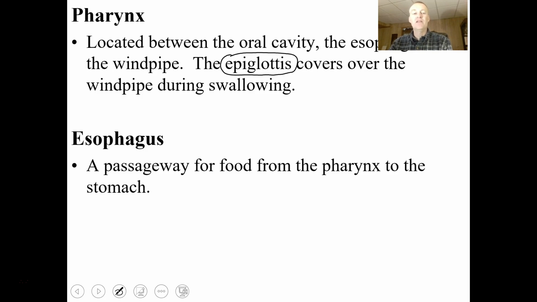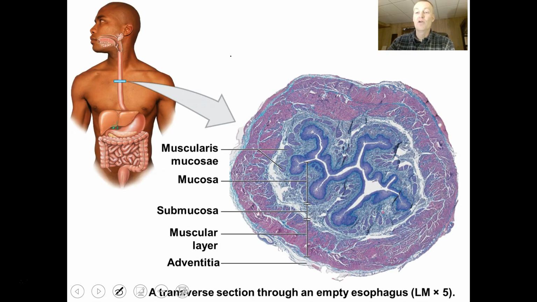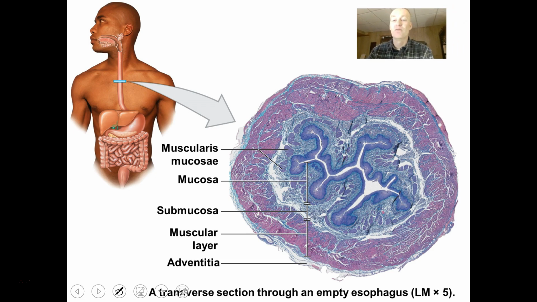So moving down beyond the esophagus, the pharynx is the esophagus. This is a passageway for food from the pharynx to the stomach. And again, that peristalsis will be rhythmic waves of muscular contraction that will carry the food to the stomach from the esophagus. You can have reverse peristalsis, and that causes vomiting to occur. So that happens sometimes when we have an upset stomach.